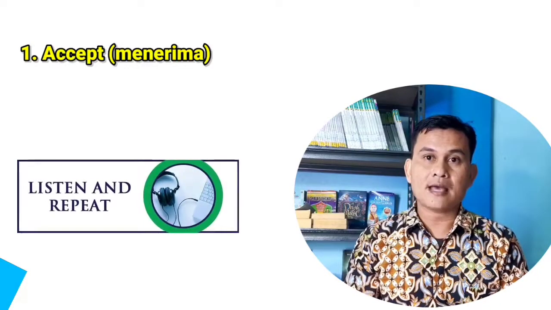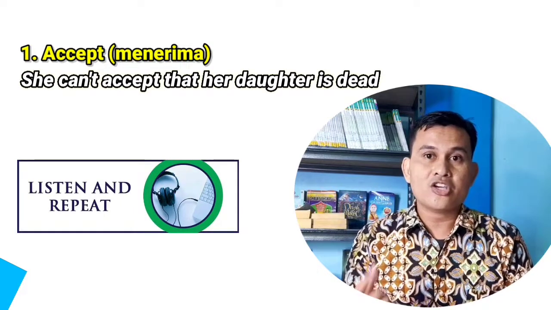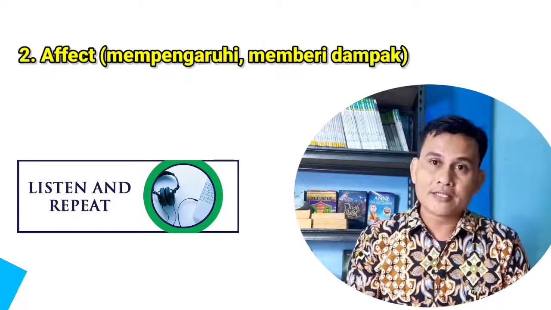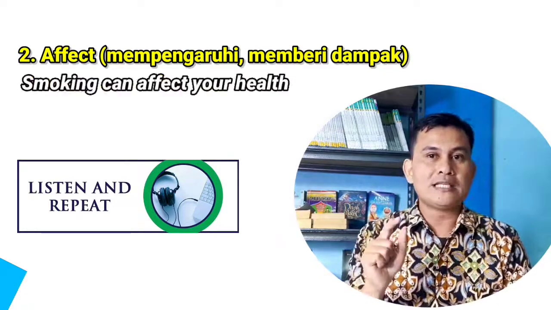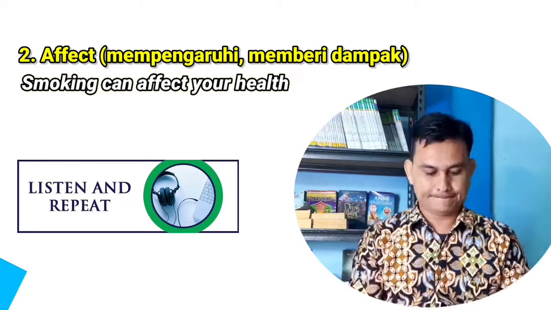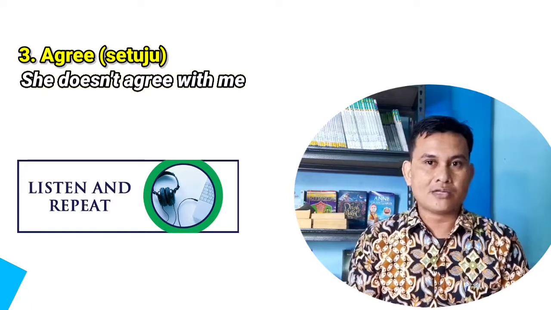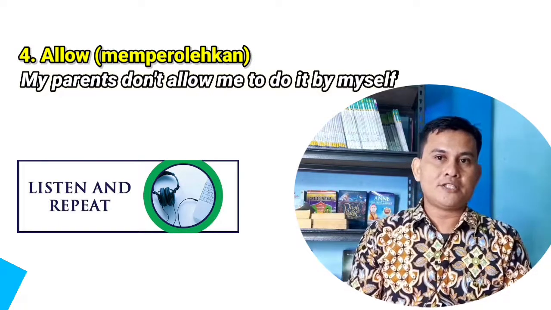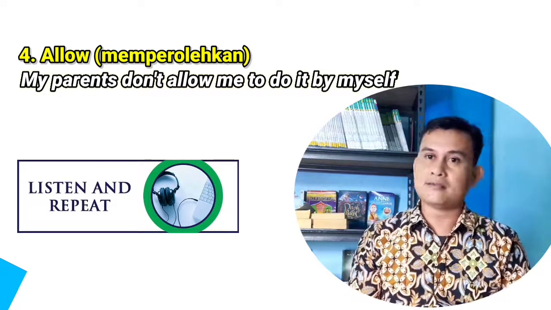Accept. She can't accept that her daughter is dead. Affect. You must stop smoking, because smoking can affect your health. Agree. She doesn't agree with me. Allow. My parents don't allow me to do it by myself.